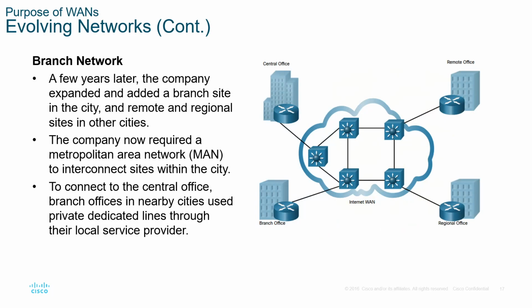There you go, this is a branch network. A branch network is usually comprised of a branch office and a few regional offices. Usually this branch office will be the hub for all communication. And usually what happens is the companies will have the internet WAN. This is the public internet infrastructure. And they still need to communicate with themselves in a secure way.